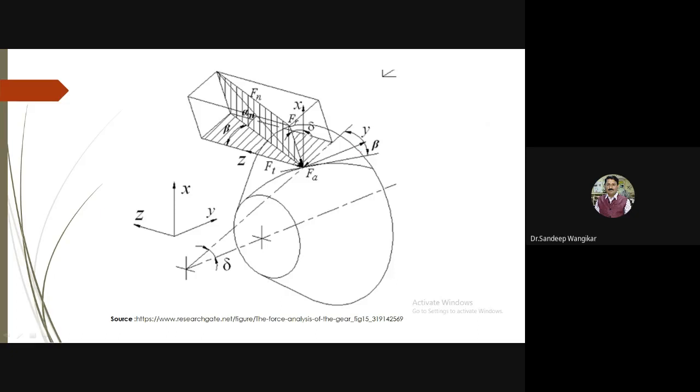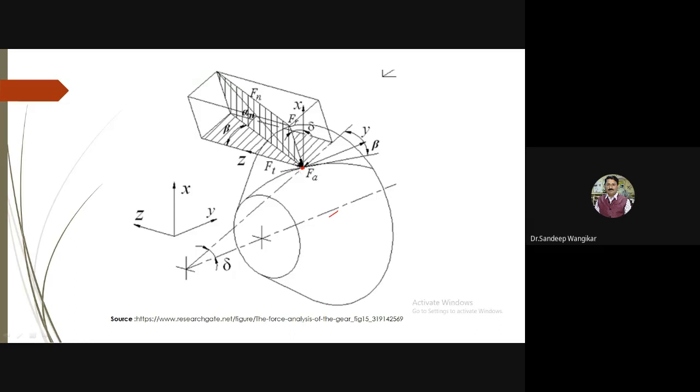Whatever the shape of the helical you can see, the force is considered at the center point, not at the larger end, not at the smaller end. At the center point, the resultant force is there, and the resultant force is divided into two main forces. You can take help of the diagram, and then we will give our sign conventions. This diagram is for your understanding purpose, showing how the force analysis is done on the bevel gear at the center.